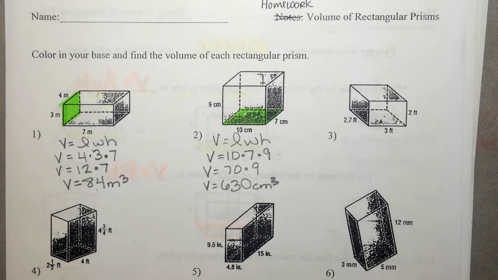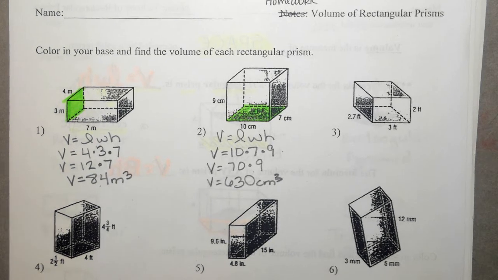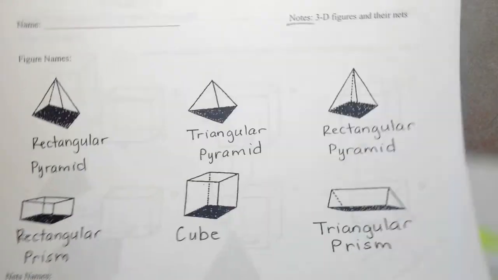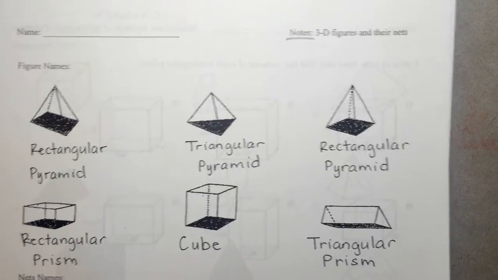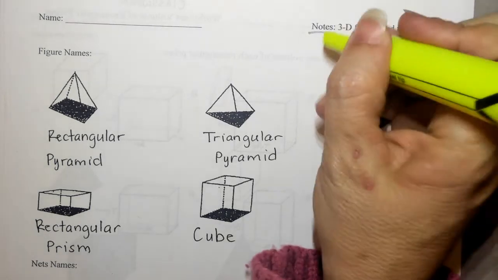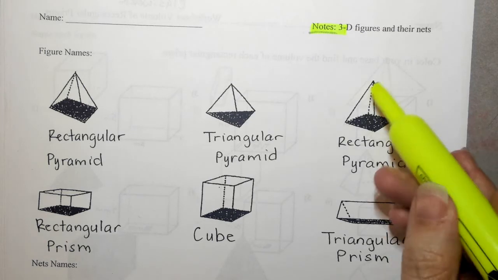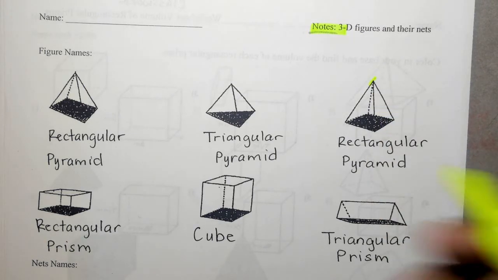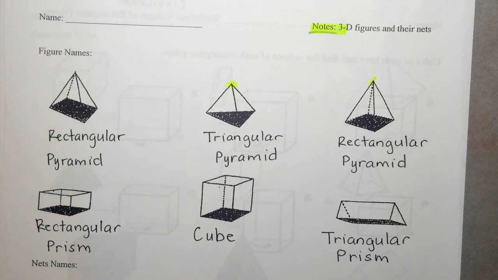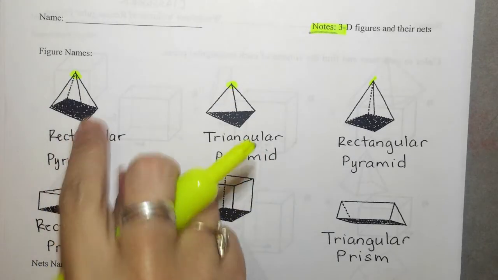The next week, we will post a video each day showing the answers to those problems. Then the next day, all this page is notes. Sounds silly, but these are pictures of 3D shapes. Rectangular pyramid. Pyramids always come to a point. That kind of helps me at least. Triangular pyramid, because the base is a triangle. That base is a rectangle. That base is a rectangle.